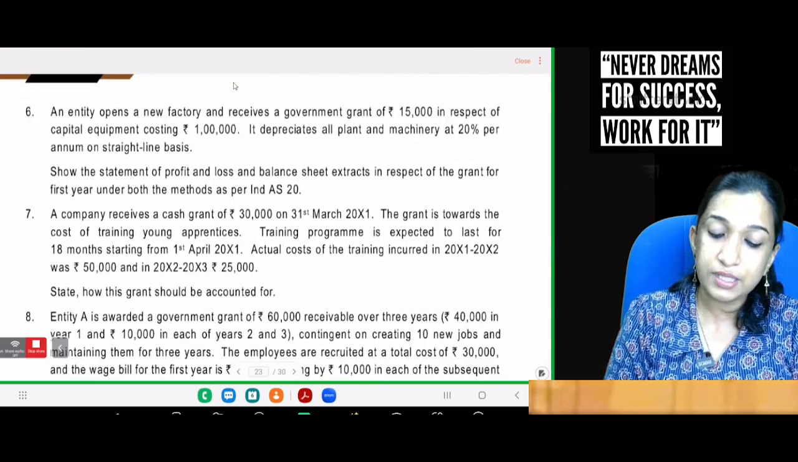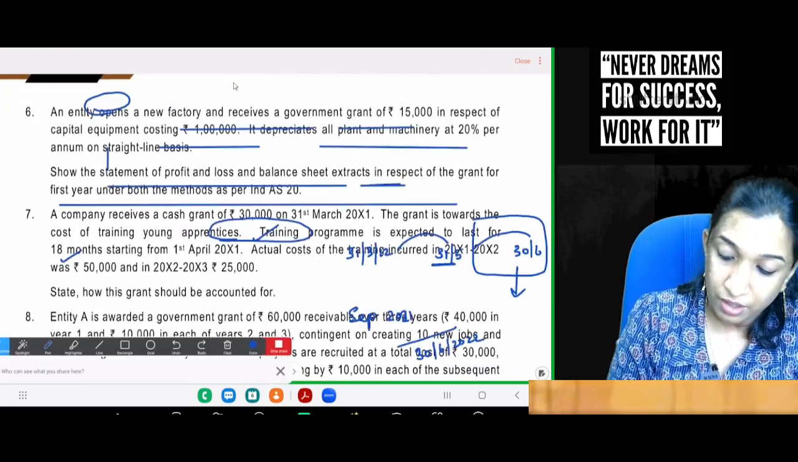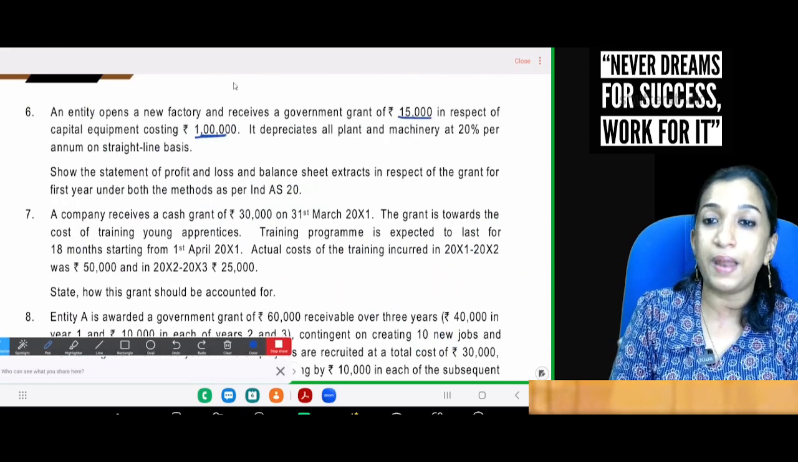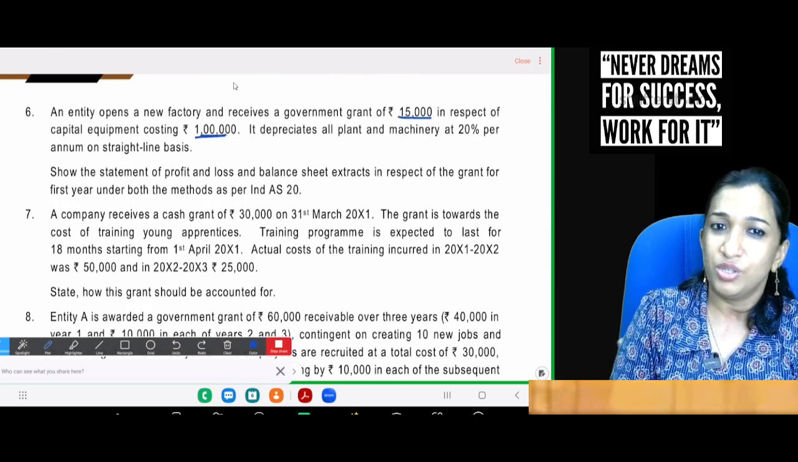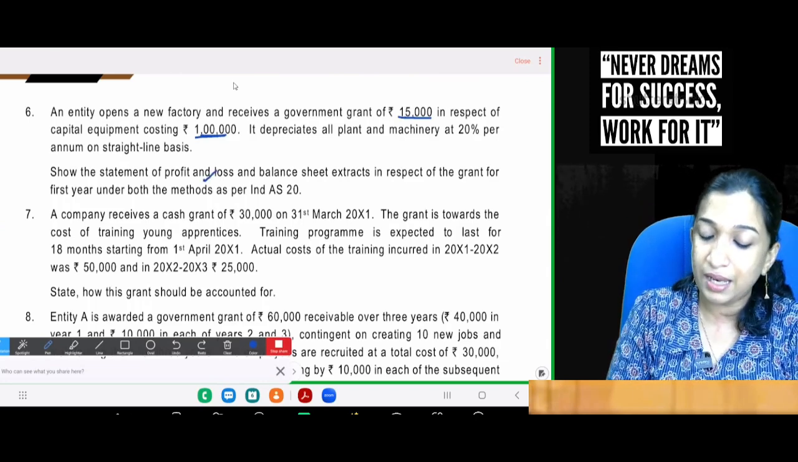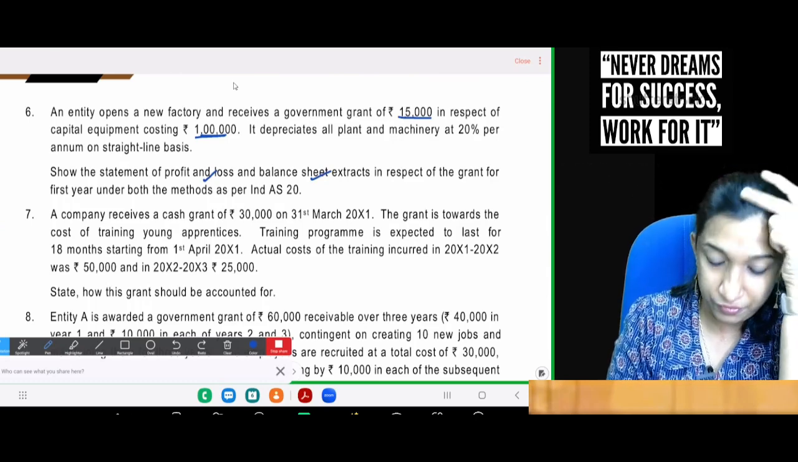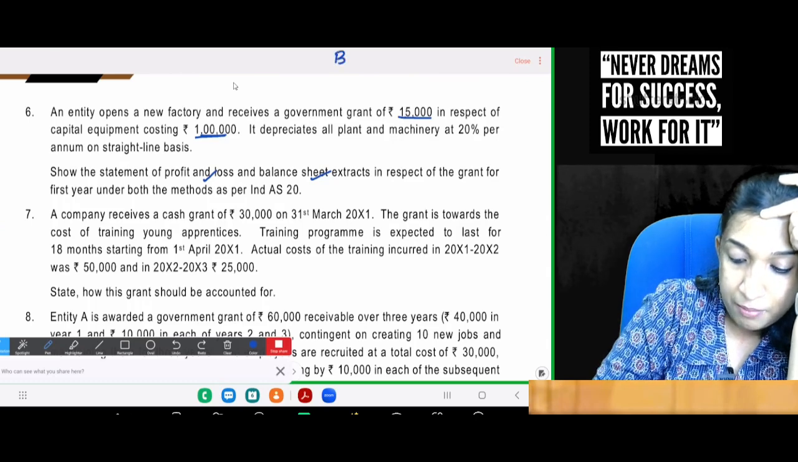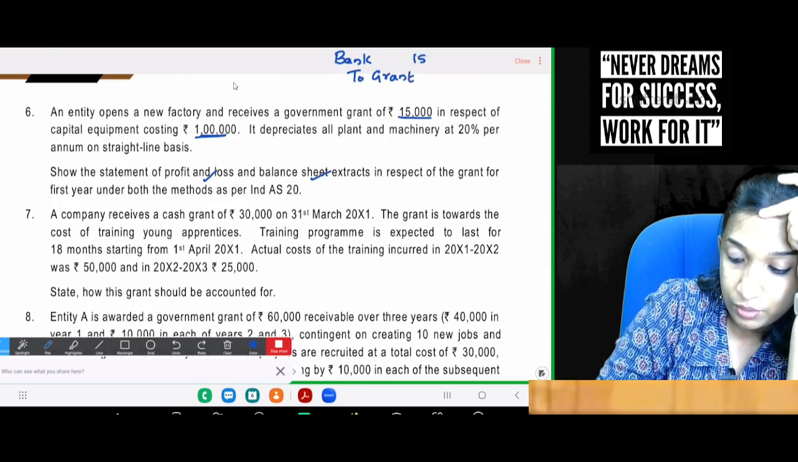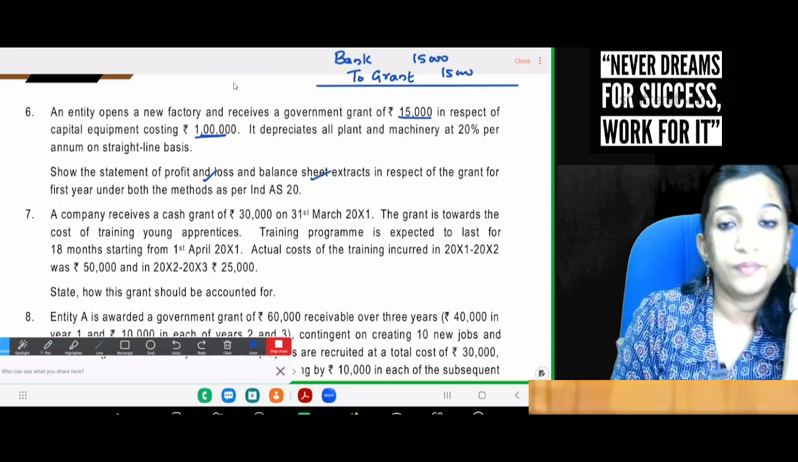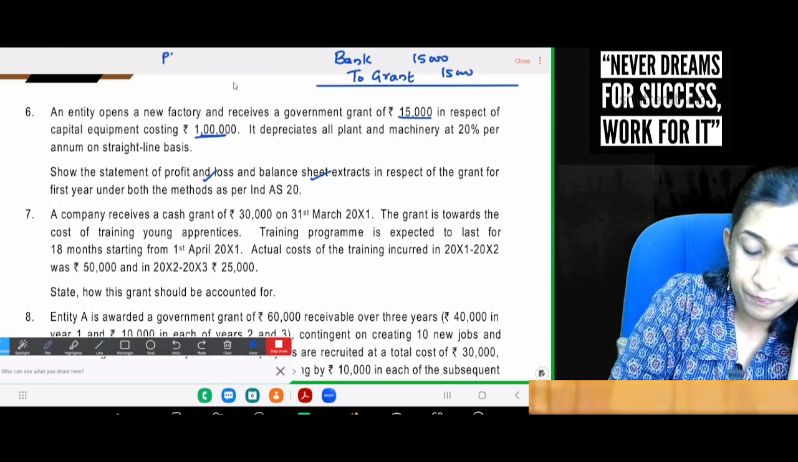Now, an entity opens a new factory and receives a government grant of 15,000 in respect of capital equipment costing 1 lakh. It depreciates all plant and machinery at 20% per annum. Show statement of P&L and balance sheet extracts in respect of the grant for the first year. So you got a government grant of 15,000. So you can pass the entry bank to government grant 15,000. Okay. Now you bought a machine of 1 lakh. So it is PPE to bank. You paid 1 lakh.